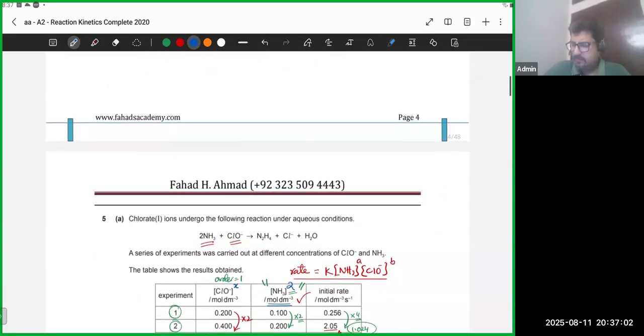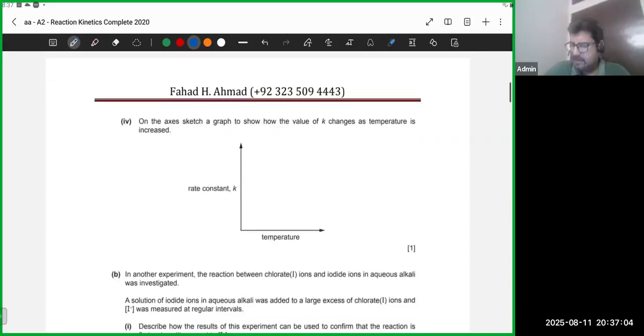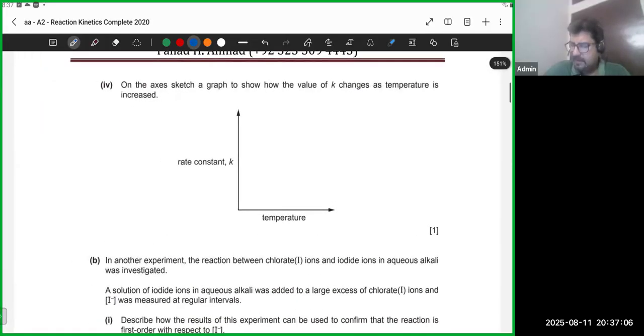Okay, next one. We did this last time. This has come again, temperature and rate constant, right? So remember this: as you keep increasing temperature, the rate constant increases with temperature. You decrease temperature, the rate constant decreases with temperature.